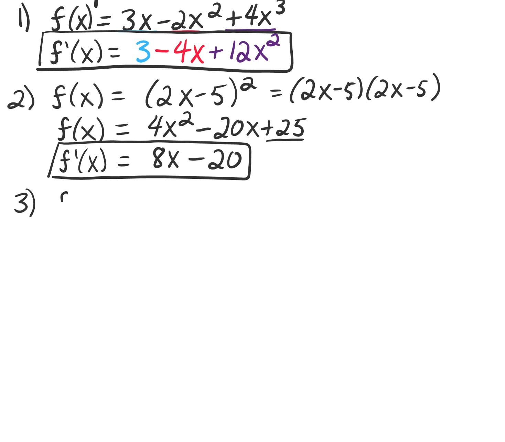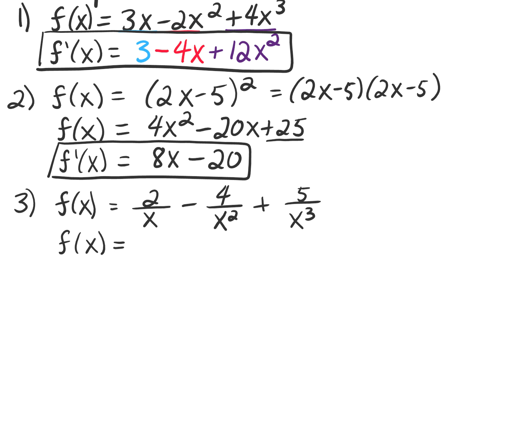And then one last example just to refresh the negative exponents. 2 over x minus 4 over x squared plus 5 over x cubed. First thing you want to do anytime you have those fractions, rewrite everything with negative exponents. So this will be 2x to the negative 1 minus 4x to the negative 2 plus 5x to the, sorry, negative 3.